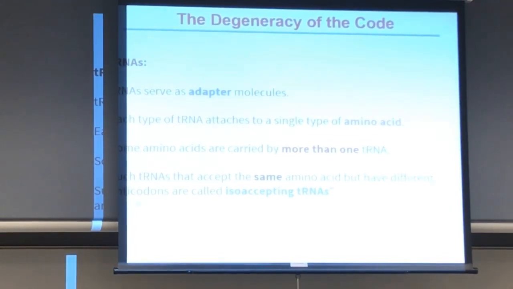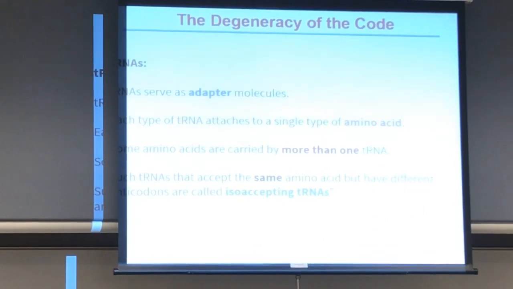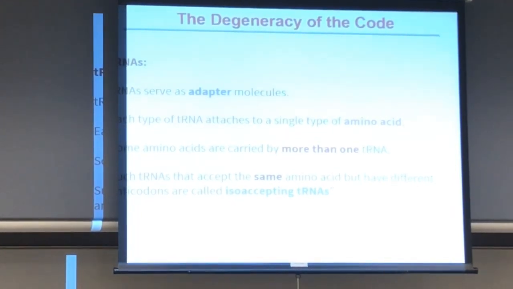Why do they have a different anticodon? Because in the previous slide I said the genetic code is degenerate. More than one codon codes for the same amino acid. If you have 4 different codons here coding for the same amino acid, then you should have 4 different anticodons, right? Such transfer RNAs that accept the same amino acid but have different anticodons are referred to as iso-accepting transfer RNAs. Is that clear?